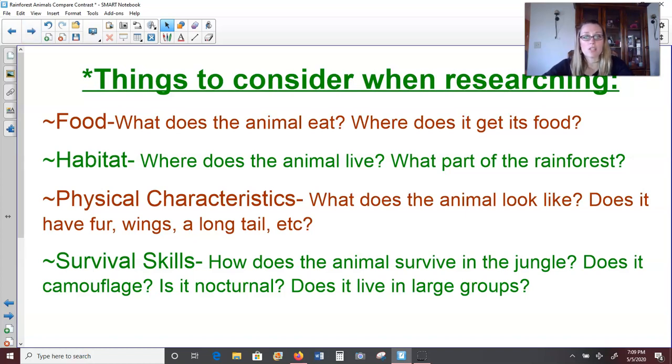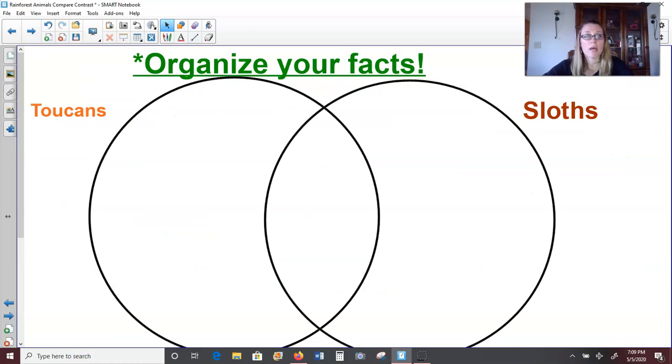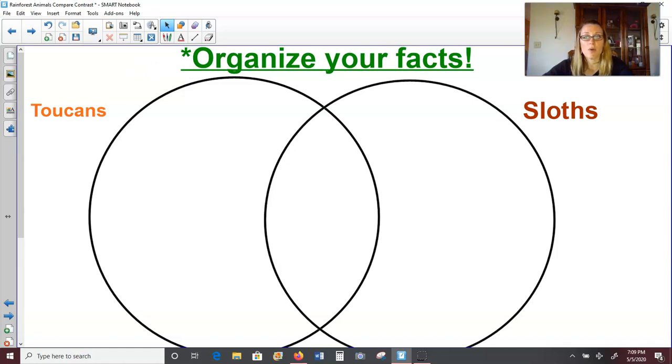So these are just some suggestions of the types of facts to consider when you are researching your rainforest animals. And again, I would write down some facts in a notebook or something. It doesn't have to be complete sentences, just some notes that you can refer back to. Once you have all of your facts collected, you need to kind of organize them into your similarities and differences. So I'm using a Venn diagram, which we have seen before, which is an organizational tool to compare and contrast.